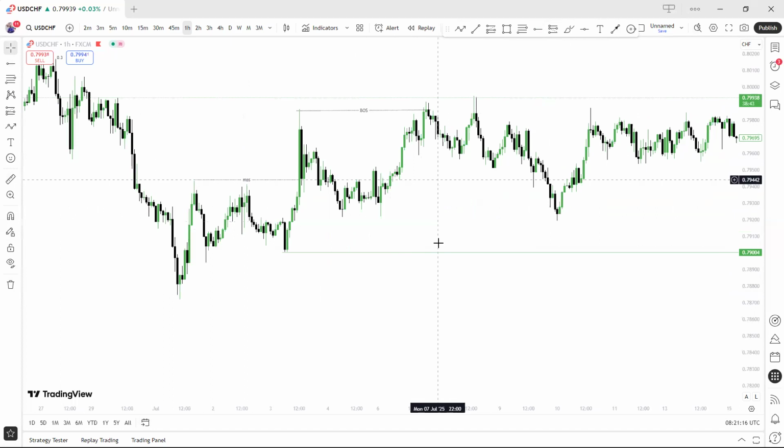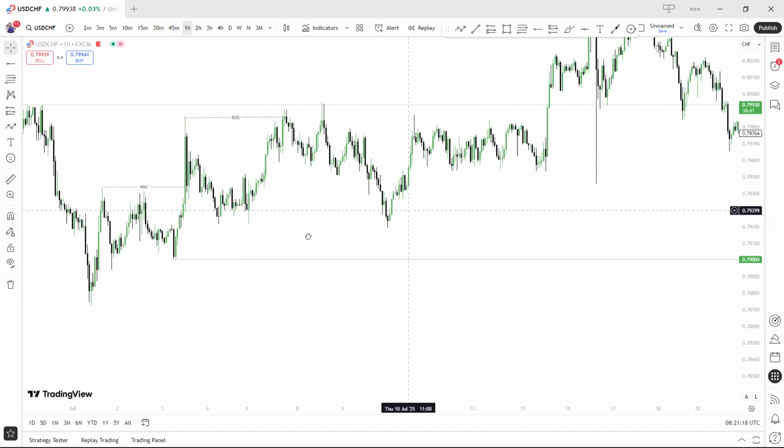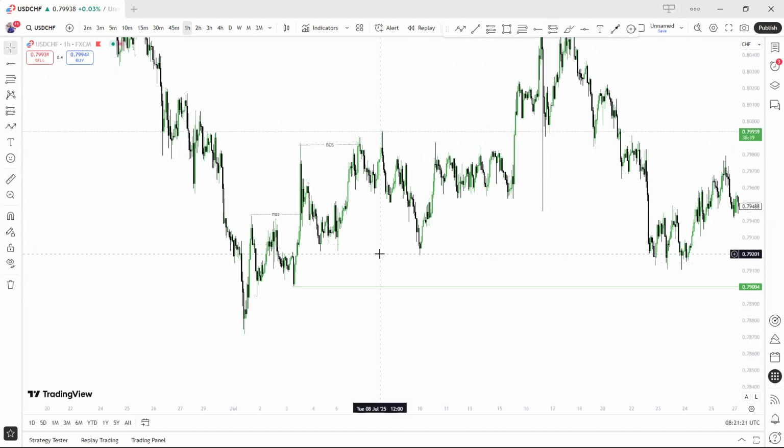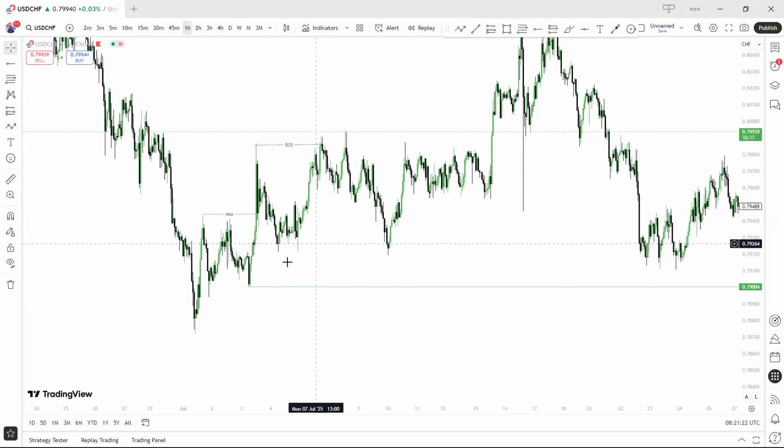What else did I observe? I observed that, okay, after this whole break of structure, this was not the origin that caused the break of structure. Then I was not looking for a confirmation.